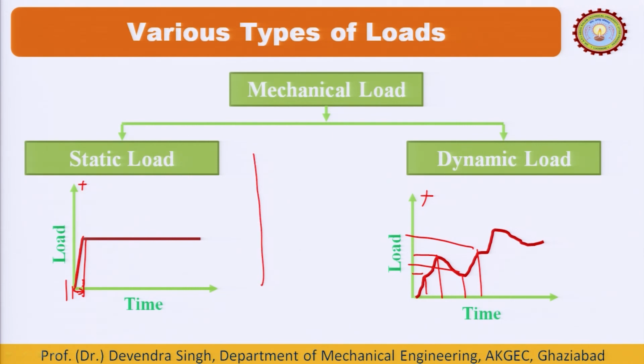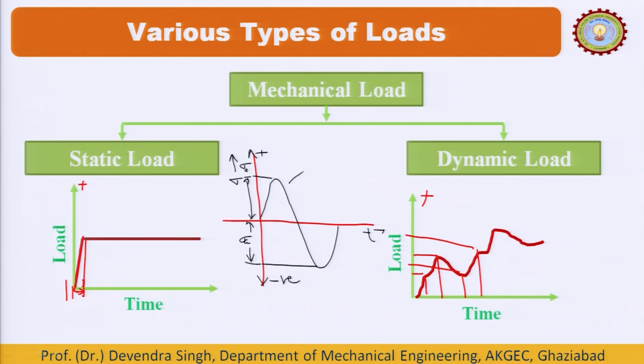For example, if I consider this, it will come across us when we discuss the design against the fluctuating load. Suppose this is sigma and this is time, and this is sigma a, this is also sigma a, having the equal value, but this is in the positive direction and this is in the negative direction. This is tensile in nature, and for this duration this will be compressive in nature. So this is also considered as a dynamic load.